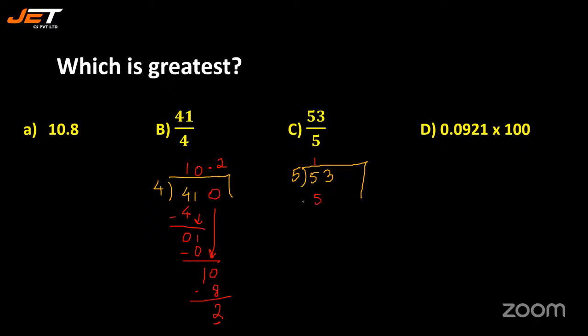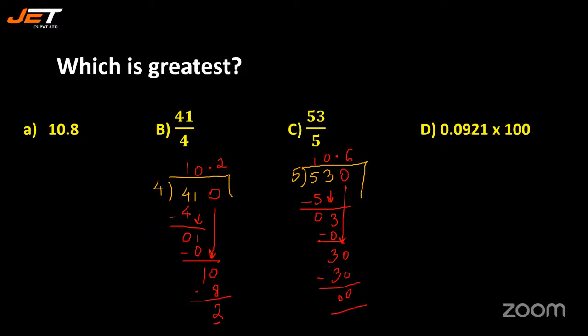5 ones are 5, 0. Bringing down 3. 5 zeros are 0, 3. Putting an extra 0, a decimal here. 5 sixes are 30. Okay, so this is 10.6.